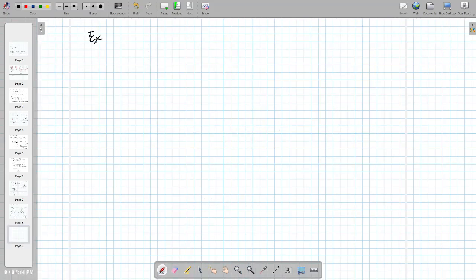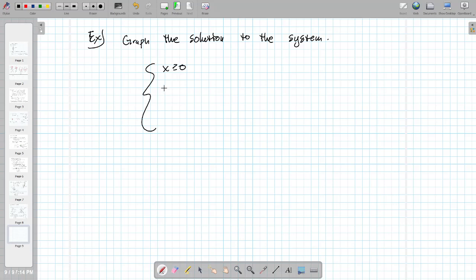Do another example. Graph the solution to the system. X is greater than or equal to 0, y is greater than or equal to 0, and x plus y is strictly less than 2. Now this is what you'll see a lot in application, where you have x and y being greater than or equal to 0. It sort of stands for the amount of resources that we have. You don't have negative resources. You have positive resources or 0 resources. So we get these a lot.